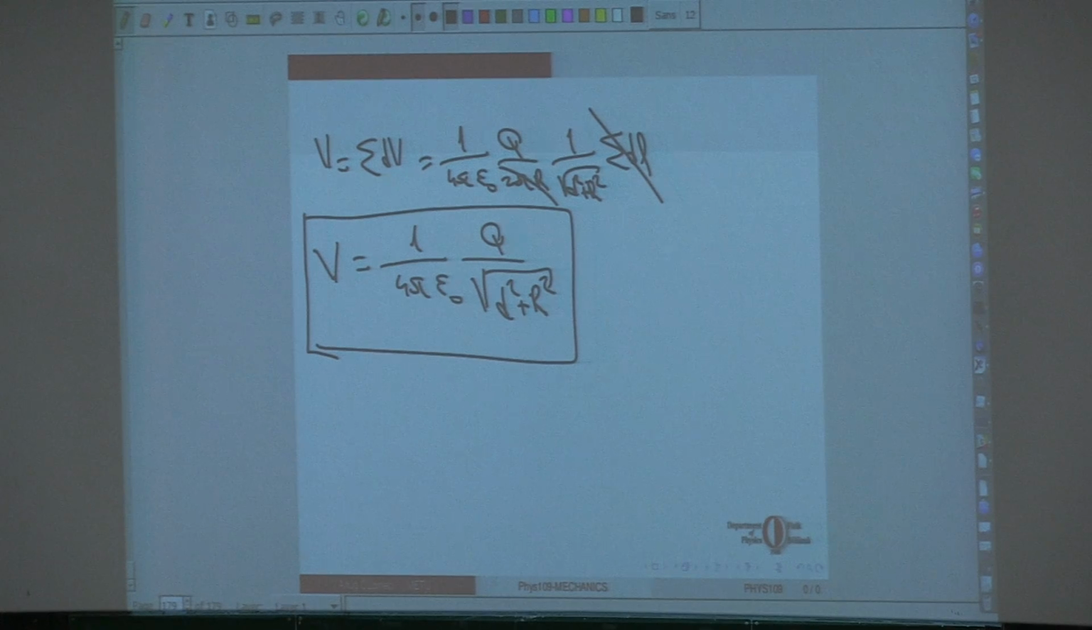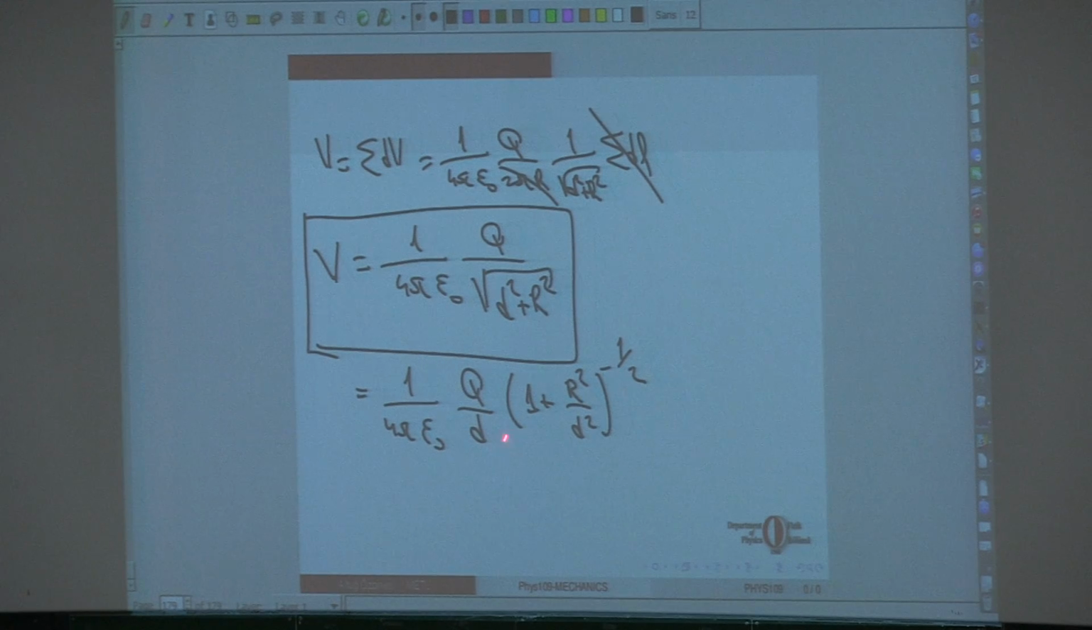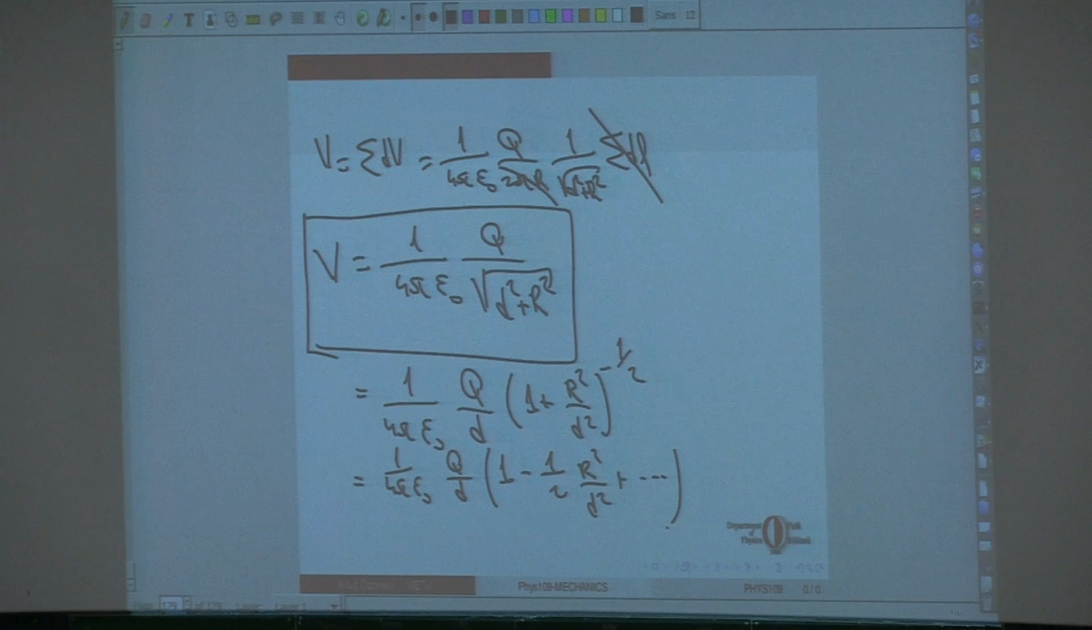Now let's do one more thing. Let's just play with this expression a bit. This is equal to 1 over 4 pi epsilon 0 times Q over d times (1 plus r squared over d squared) raised to the power minus 1 half. I just took one factor of d out of the square root, and this is what remains. Now I can just use the expansion that I already know to expand this factor. This is equal to 1 over 4 pi epsilon 0 times Q over d times (1 minus 1 over 2 r squared over d squared plus higher order terms). I just use the same Taylor expansion. When d is much, much larger than r, I just keep the first few terms.